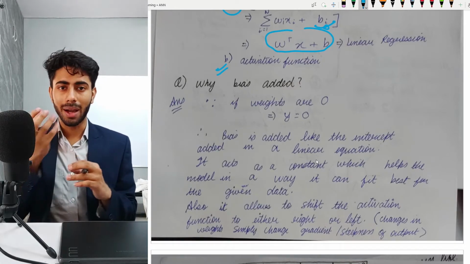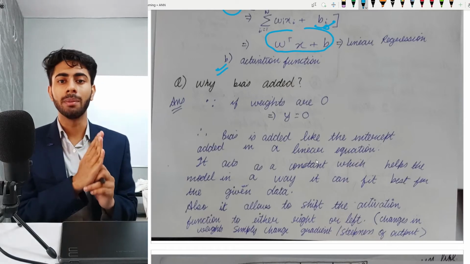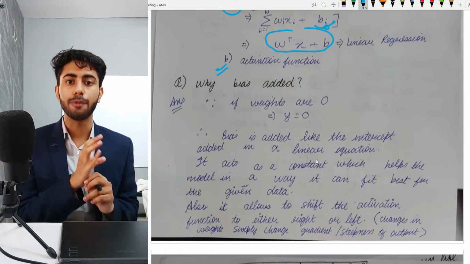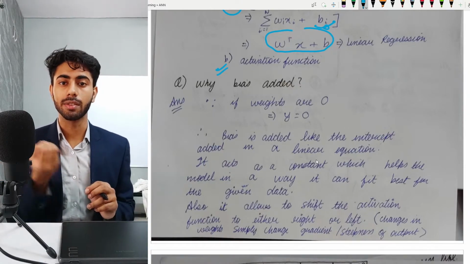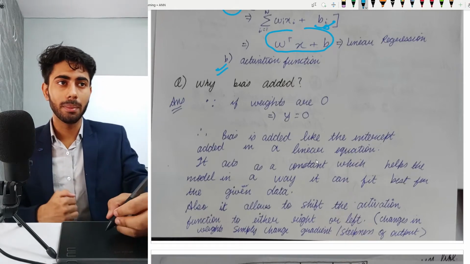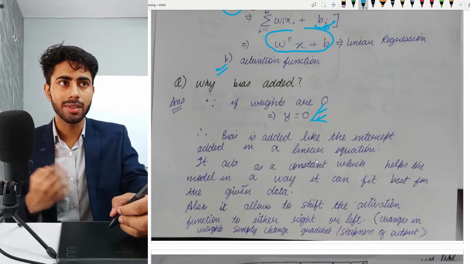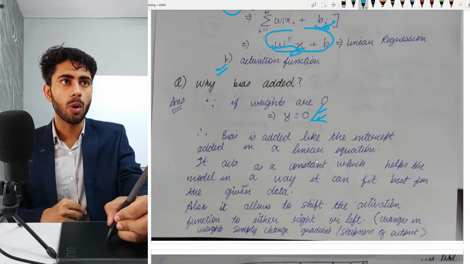And hence my whole neuron will be useless. During the training, I won't be able to use the neuron effectively, because from the output of the activation function, I will basically be getting 0. So I add a bias term so that I don't get a 0.